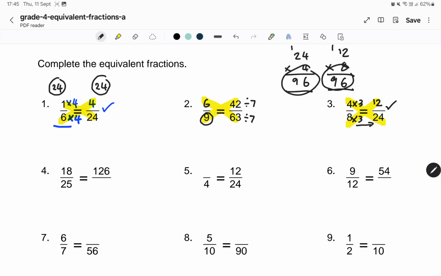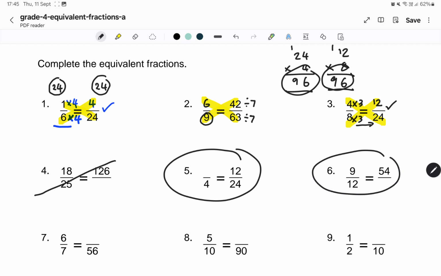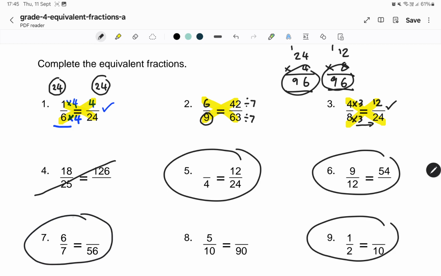Now you leave out question 4. Do question 5, do question 6, question 7 and question 9. Question 8 is also easy. So do 5, 6, 7, and 9. Leave out questions 4 and 8. See if you get the answers correct. Then check with cross multiplication.